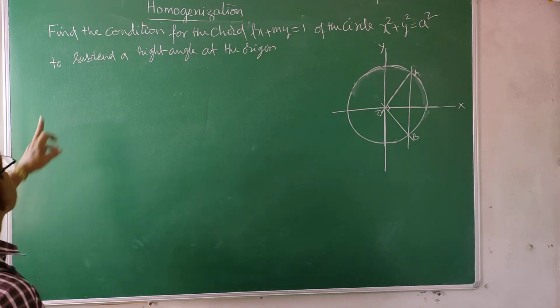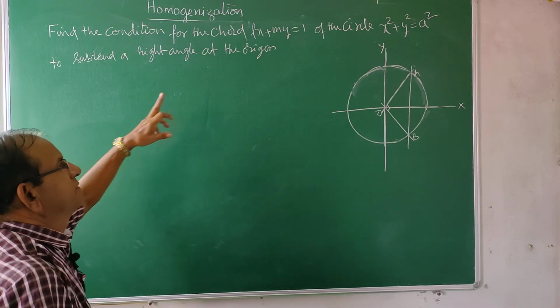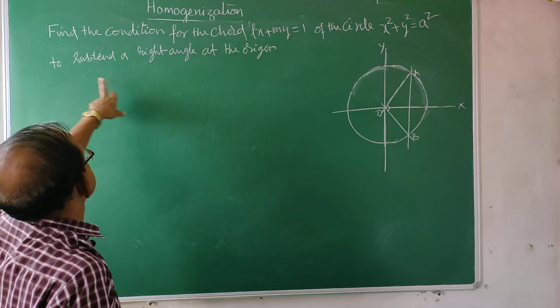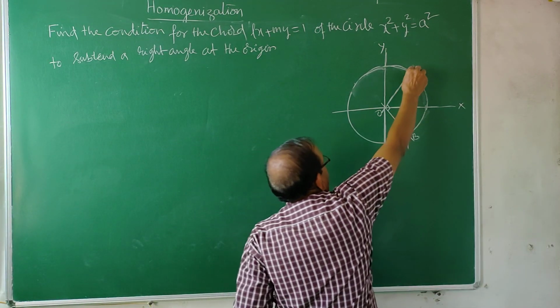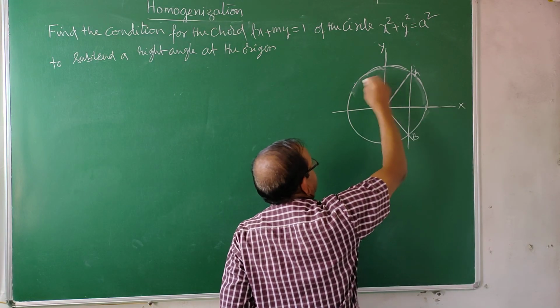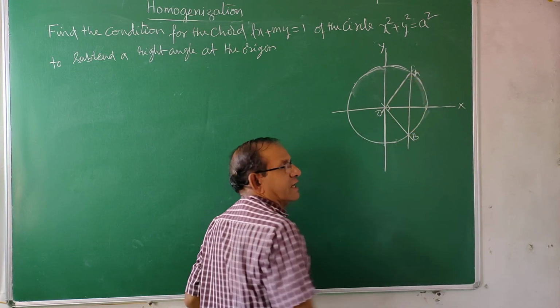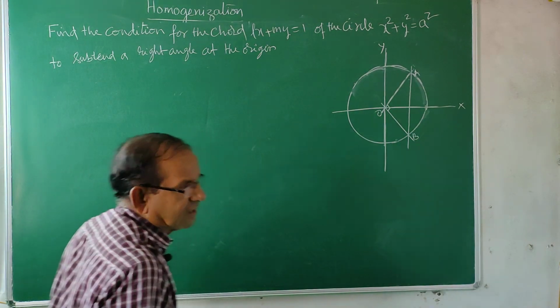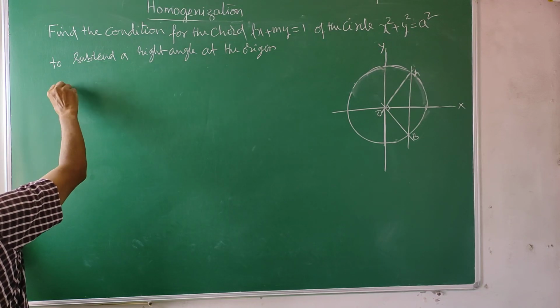Now the next question. Find the condition for the chord Lx plus my is equal to 1 of the circle x square plus y square is equal to a square to subtend a right angle at the origin. So this AB is the chord and this is the given circle. What is the condition for angle AOB to be 90 degrees? That is the question.